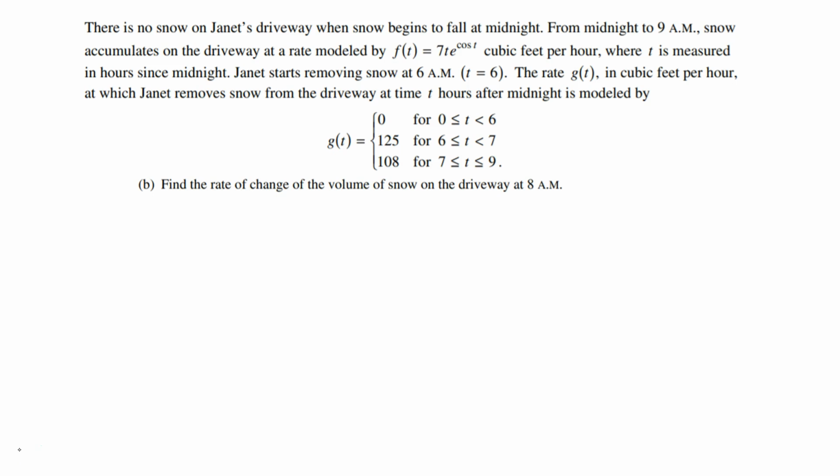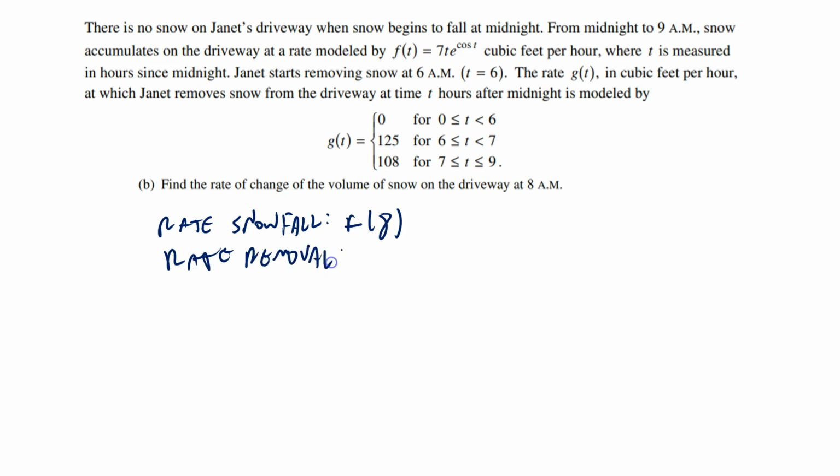Okay, so at 8 a.m. this becomes a little bit more interesting. The rate of snowfall, the rate the snow is falling, is f of t, so f of 8. And the rate of removal is going to be g of 8. These are both rates. Okay, so g of 8 we can actually find right here is 108. They tell us it's just a piecewise function here.